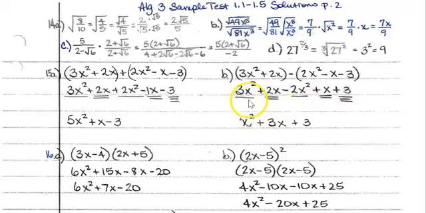So now if we combine like terms, 3x squared minus 2x squared is 1x squared. 2x plus 1x is 3x. And the only constant I had was the positive 3.